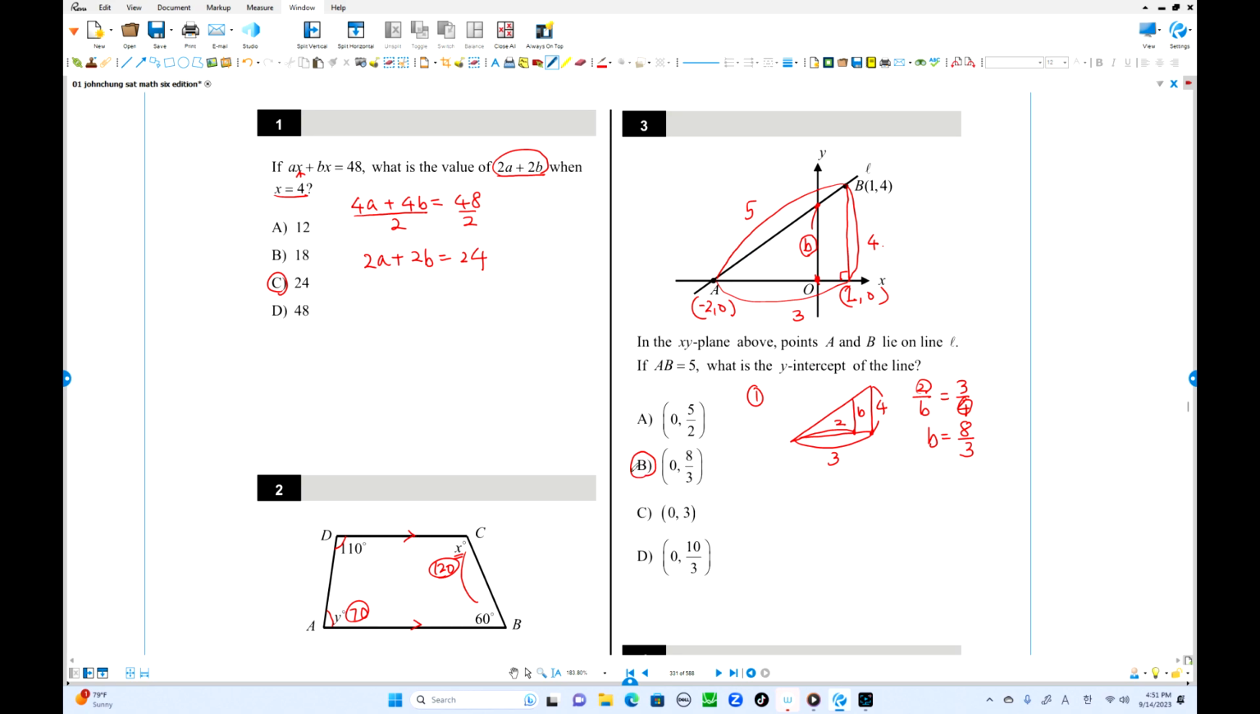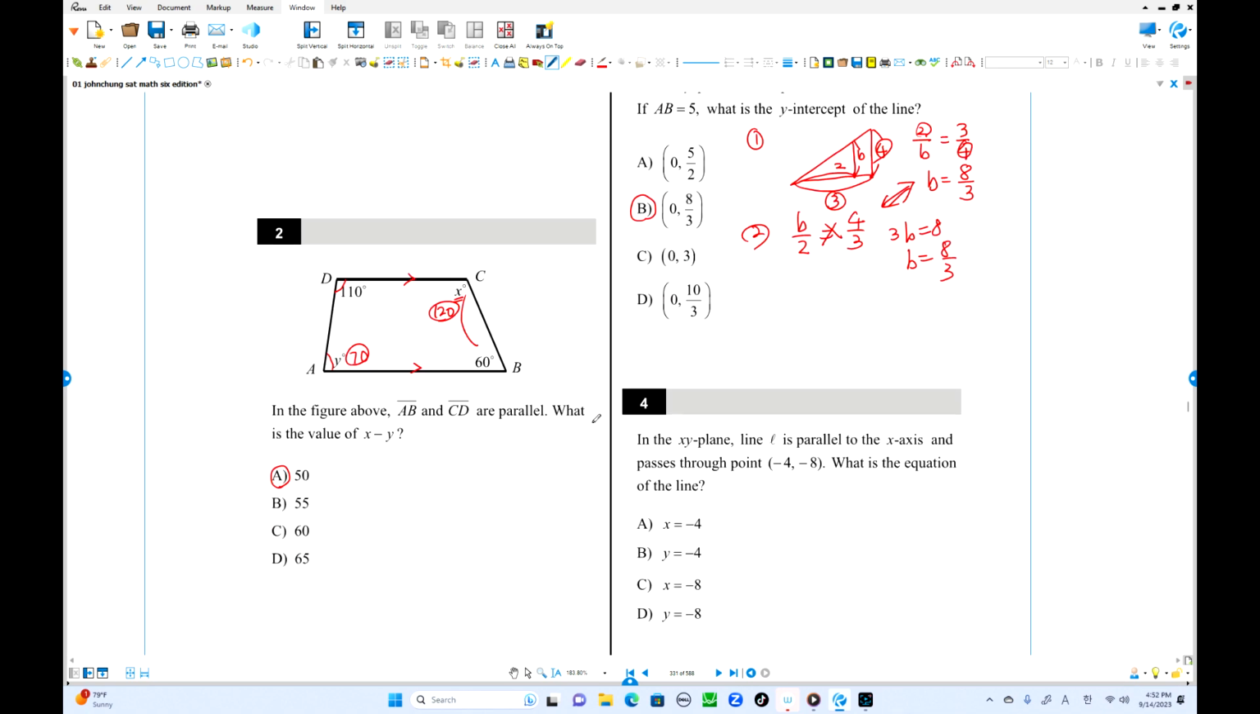Or you can use a slope. Slope is okay too, same thing. So b over 2 is a slope, right? So 4 over 3 is also a slope. It's the same thing, a little different meaning, okay? So 3b equals 8. So b still equals 8 over 3, okay? Or you can find the equation of this line, okay? Anyway, choice B is the answer, okay?